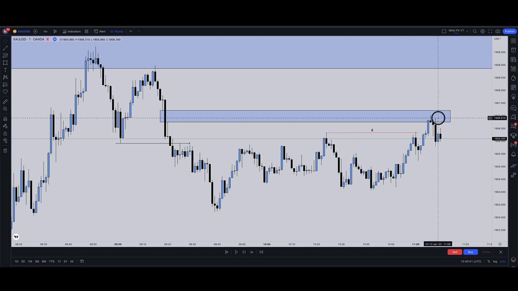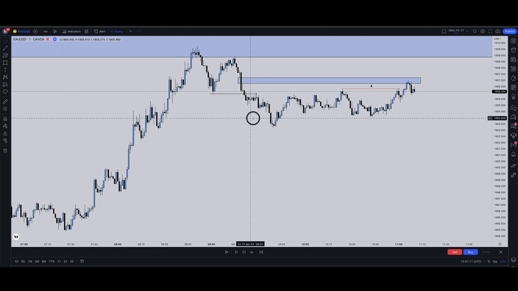I believe I catch my entry either at 50% or the open. I can't remember now because it was literally like a week and a half ago. But this is where I catch my entry within this imbalance. I put my stop loss above the imbalance and then I target the lows. You can easily just run it to this low over here.